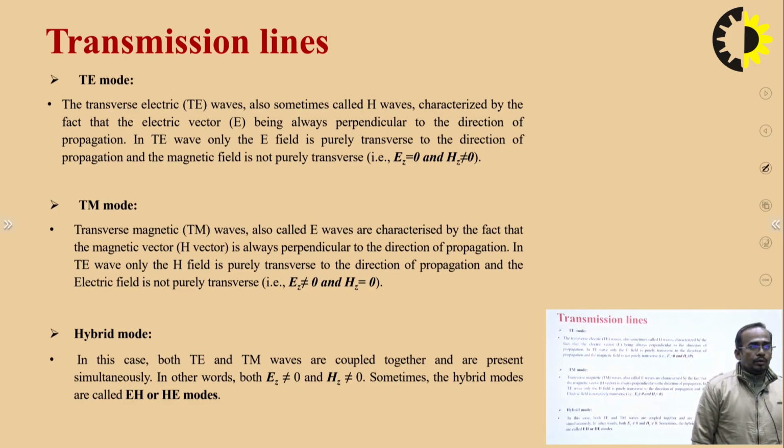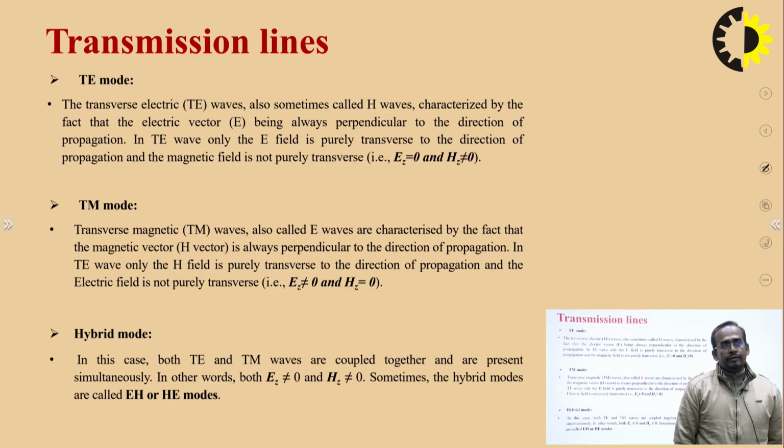In TE mode, that is transverse electric field mode, the waves are known as H waves or magnetic field waves, and these are characterized by the fact that they are always perpendicular to the direction of propagation. So in T wave or T mode, the electric field is purely transverse to the direction of propagation and the magnetic field is not purely transverse.